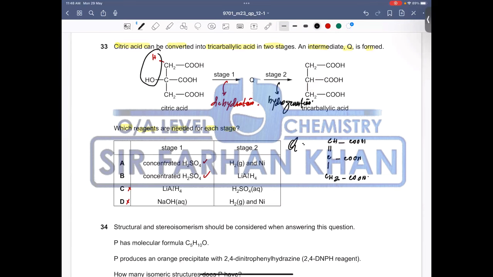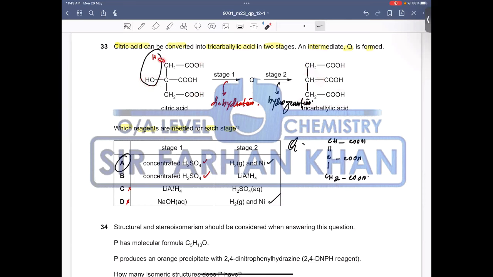And for hydrogenation, we need hydrogen in the presence of nickel catalyst, which means A is going to be the right answer. Smooth explanation. See guys, this part of the structure and this part of the structure is same in this reaction. But the issue is that we don't have OH in the product. Also, this carbon has hydrogen atom. So how can we go about this reaction?